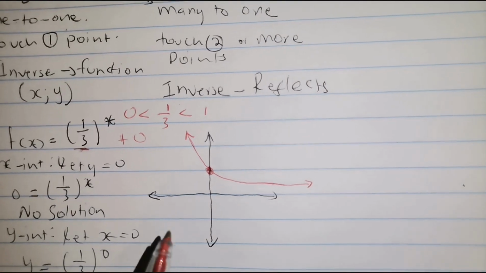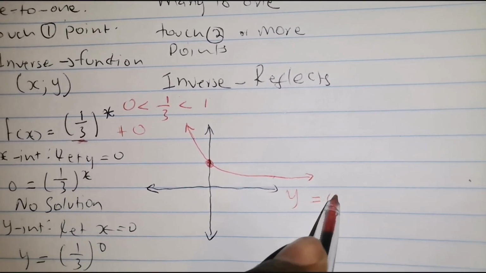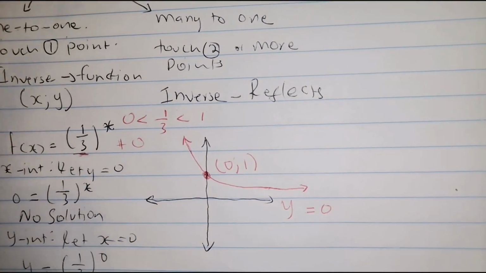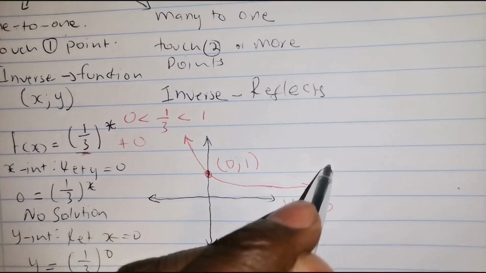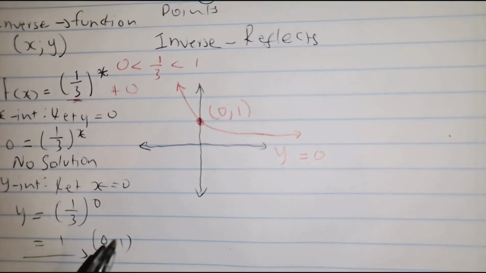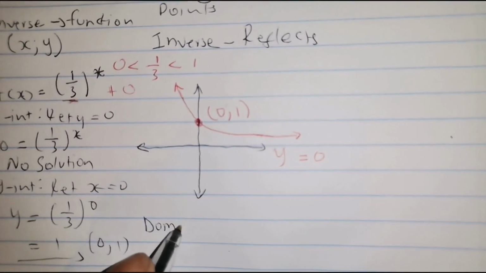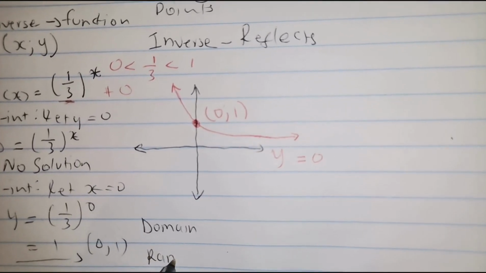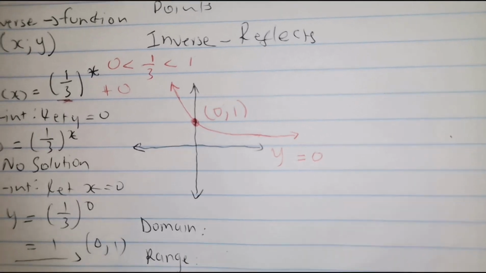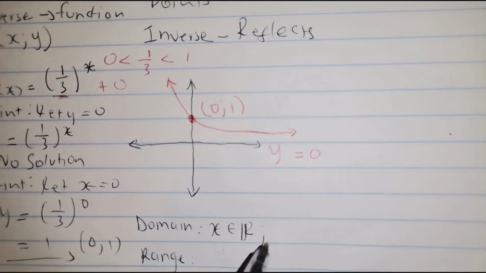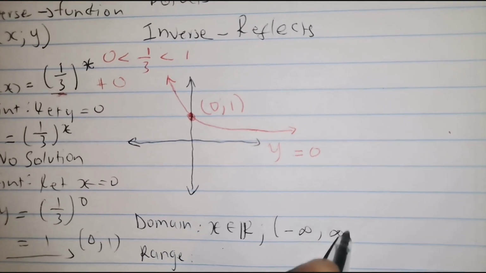Yeah, guys, y is equal to 0, and this point is (0, 1). Then you are done with this graph. Domain and range. Domain is all x values that are real. Simple. Those values are from negative infinity to positive infinity, and you are done.